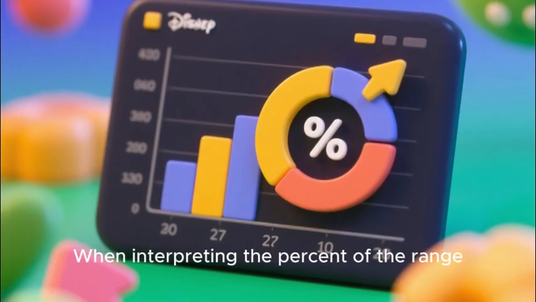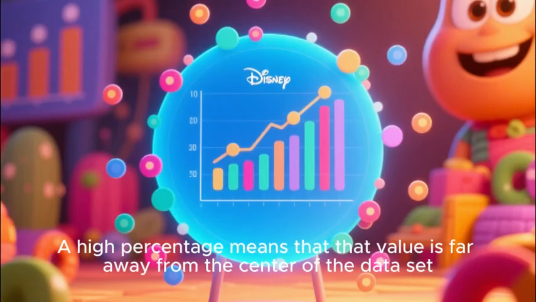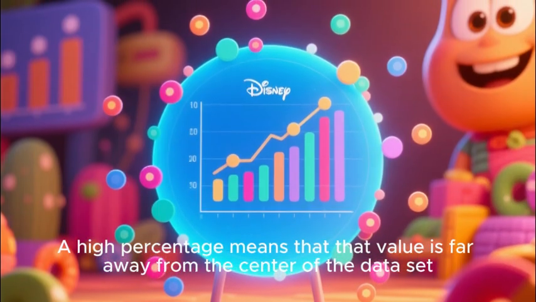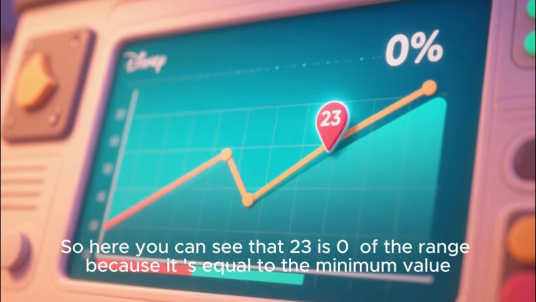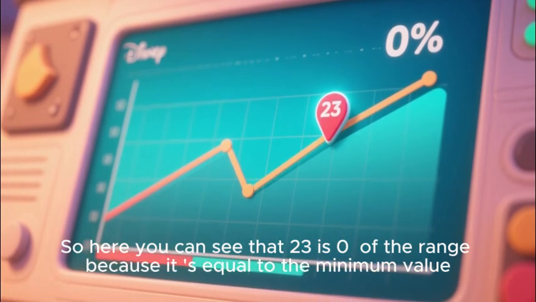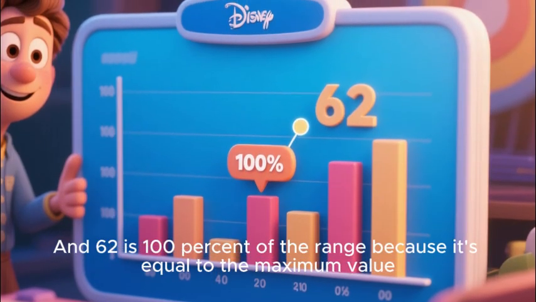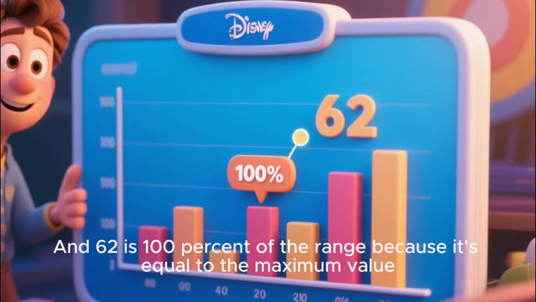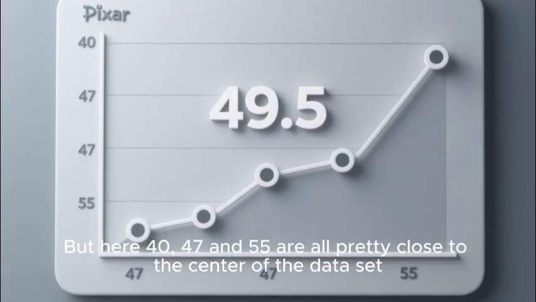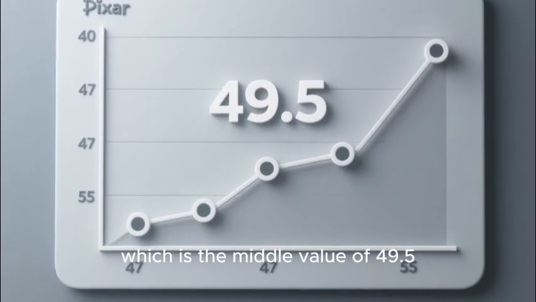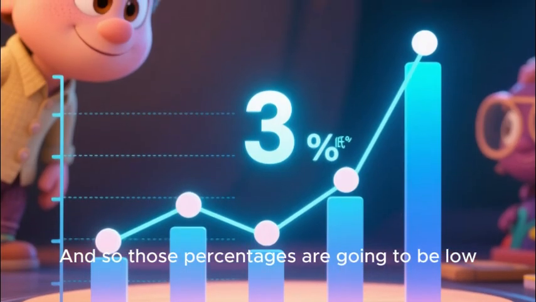When interpreting the percent of the range, you want to look for percentages that are high. A high percentage means that that value is far away from the center of the data set. So here you can see that 23 is 0% of the range because it is equal to the minimum value. And 62 is 100% of the range because it's equal to the maximum value. But here 40, 47, and 55 are all pretty close to the center of the data set, which is the middle value of 49.5. And so those percentages are going to be low.